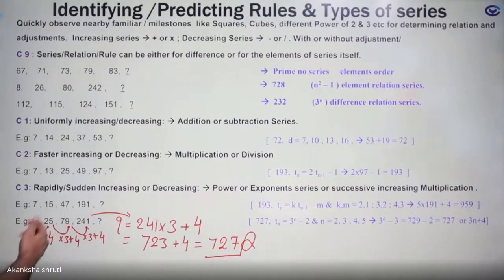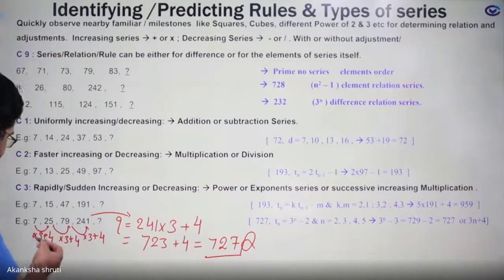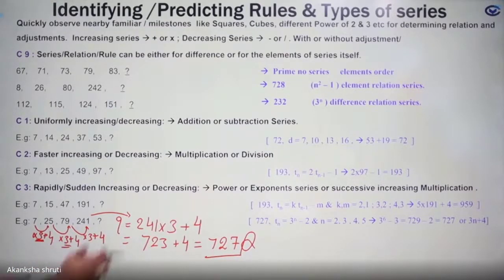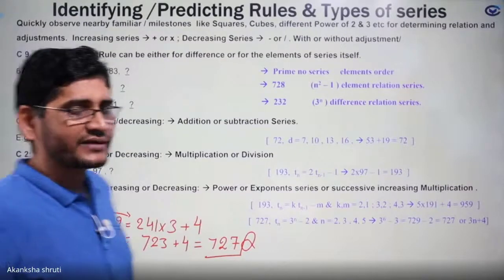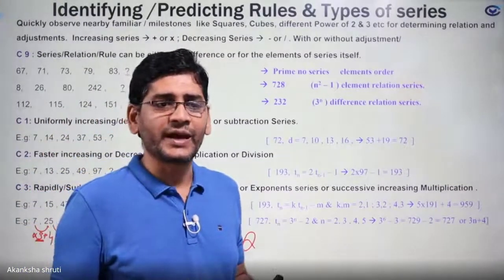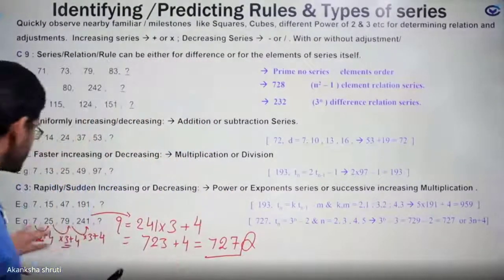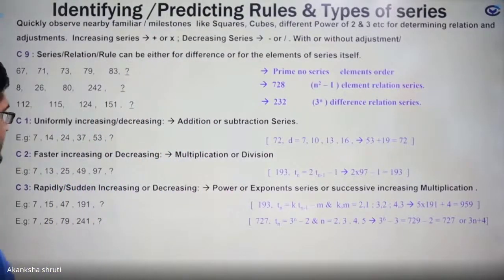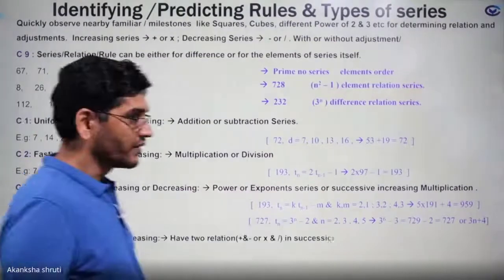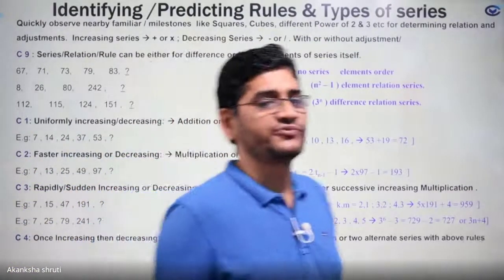Either we can take this as the power series because the numbers are familiar, or we can take multiplication by 3 plus 4. Here it is the multiplication with a bigger number. So this way we have concluded that if there is rapid change or faster variation, we shall go for checking this multiplication. Students, the next category is where the variation is not uniform.